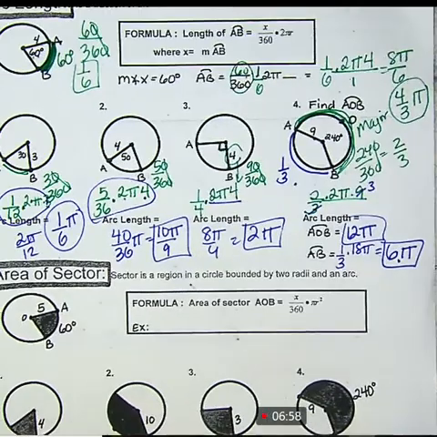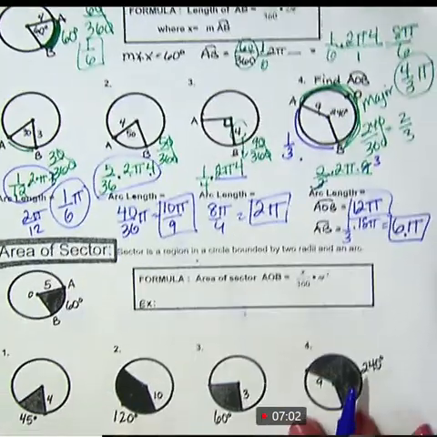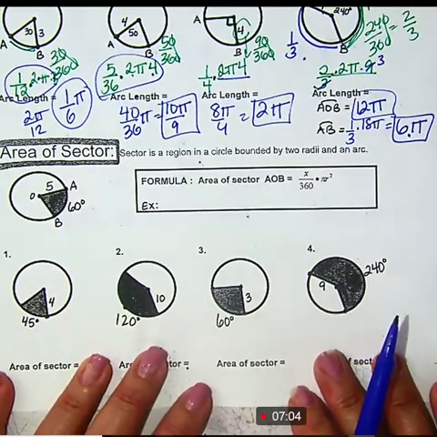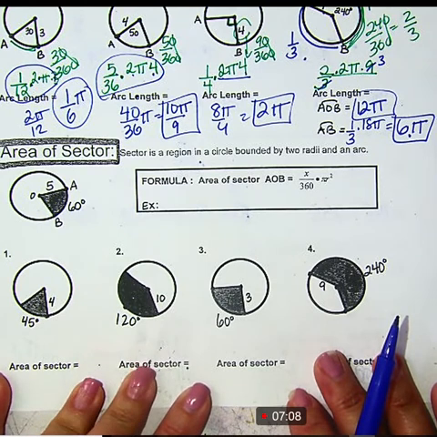Okay? Now, arc length is always using the circumference formula. Area of a sector is using the area formula. It's the exact same concept. The math is the same.